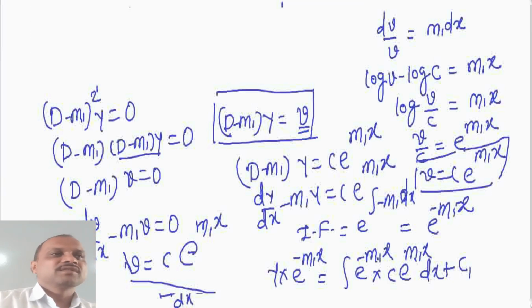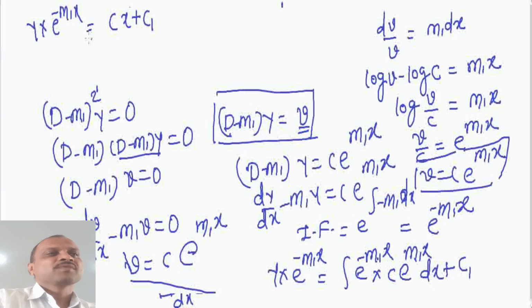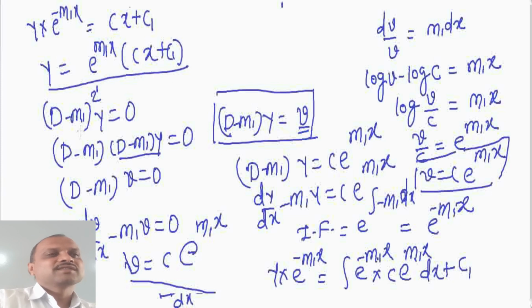We get a solution here. You can see that y into e raised to minus m1x equal to c into x plus c1. Now let us transfer this term to this side. So we get y equal to e raised to m1x into (cx plus c1). This is the solution, and as the root is repeated, we know how to find the solution of this differential equation.